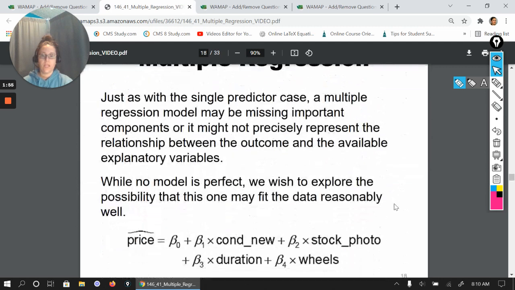Just as with the single predictor case, a multiple regression model may be missing important components, or it might not precisely represent the relationship between the outcome and the available explanatory variables. While no model is perfect, we wish to explore the possibility that this one may fit the data reasonably well. So the predicted price hat equals, and then we have our same formula.